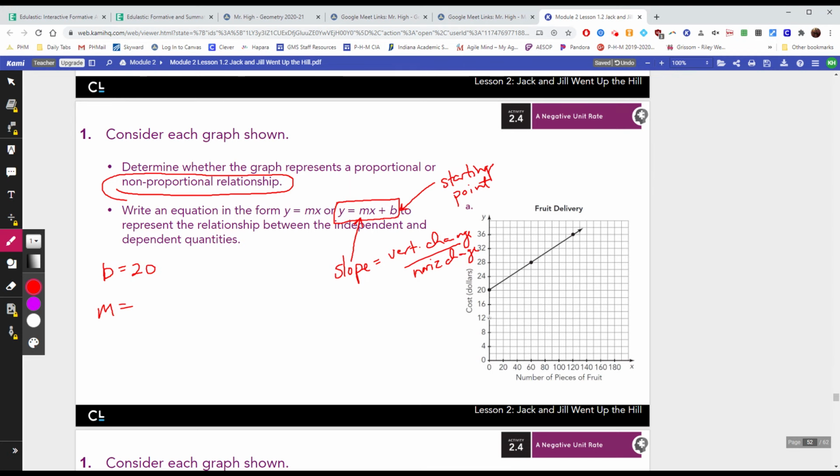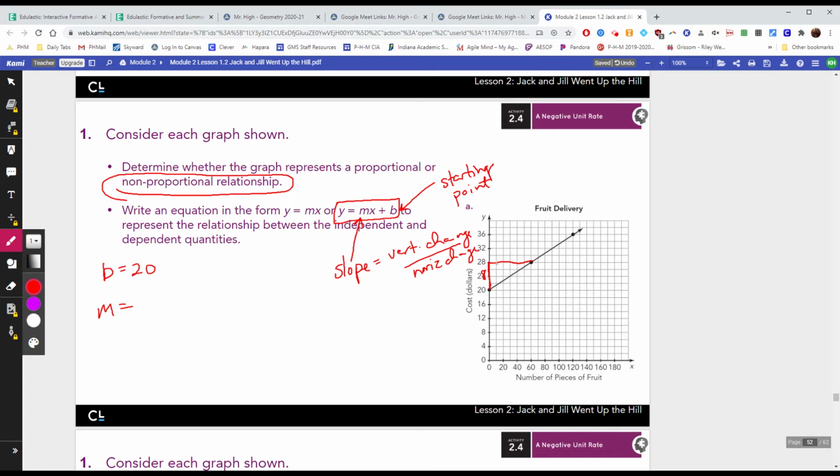For slope, we need to determine the vertical change from this point to this point, or you could use this point to this point. It does not matter. So vertical change would mean how far do I move up? I like to consider this kind of like a game of Pac-Man. I move up vertically and then horizontally. So how far did I go up? I was at 20, now I'm at 28. So I moved up 8 units.